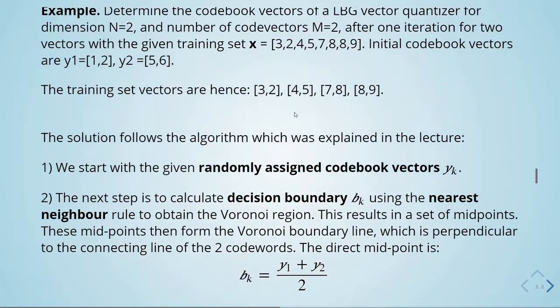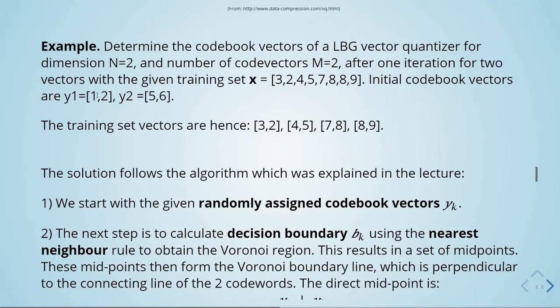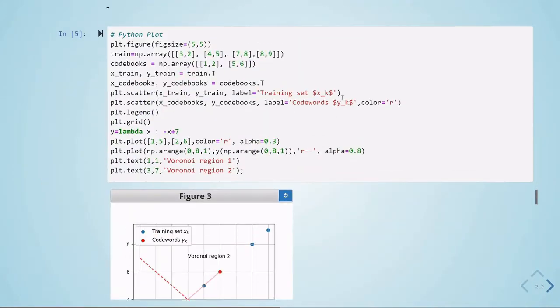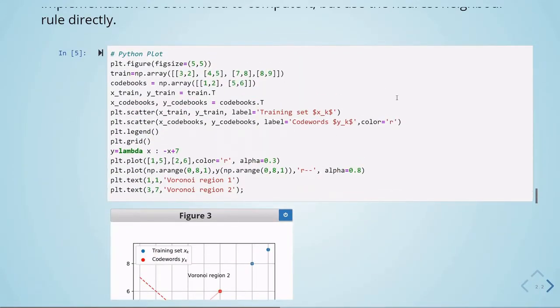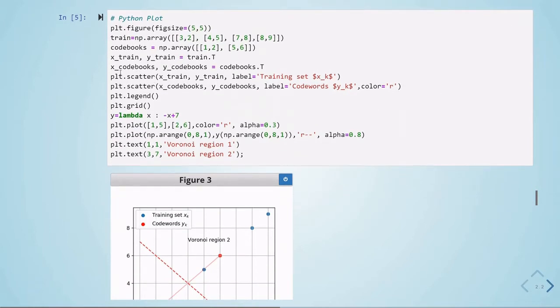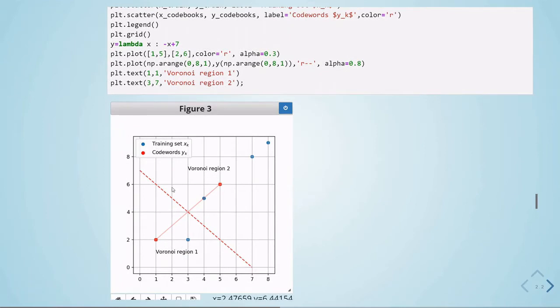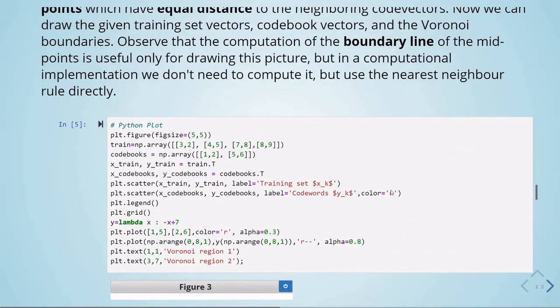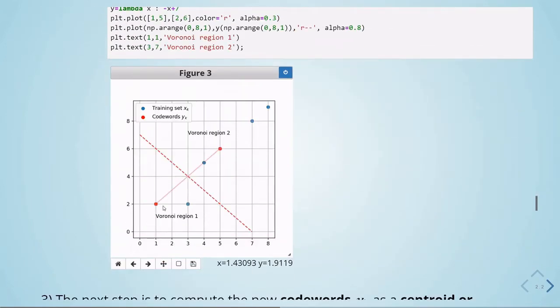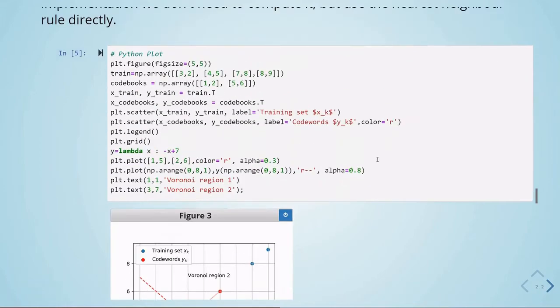So we will have here the codebook vectors y1 and y2. It's also defined here. Then we have this plotting here, just formatting to have a scatter plot. So we have this picture here. So we have the Voronoi region 1 and the Voronoi region 2. So we see here, for example, this is the point 3 and 2.